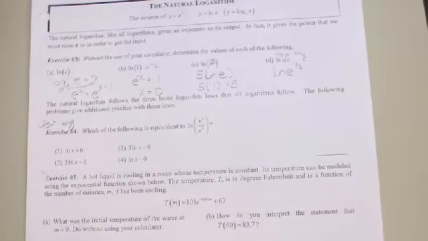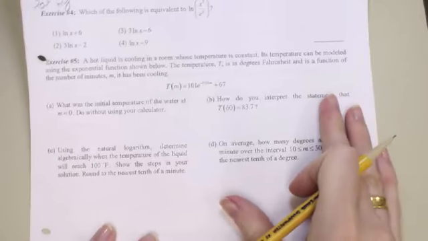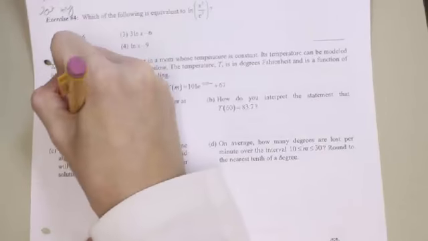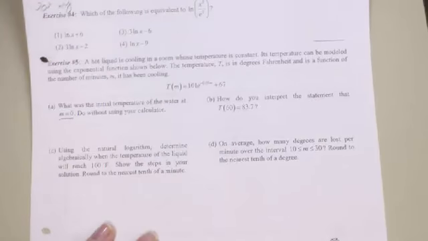Okay, lastly, we're going to be looking at a real life example here. So we have a hot liquid cooling in a room whose temperature is constant. Its temperature can be modeled using exponential functions shown below. The temperature T is in degrees Fahrenheit and is a function of time in minutes. So as we go through, we can see the 2 variables, and they're first asking us, what is the initial temperature, and they're saying m is 0. So I'd like you to go through, do that one right now.